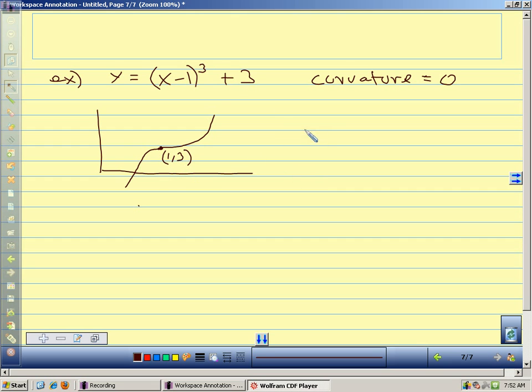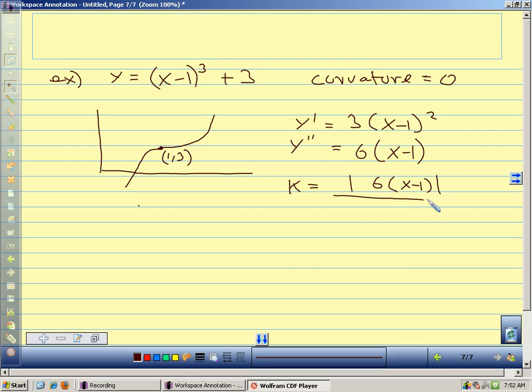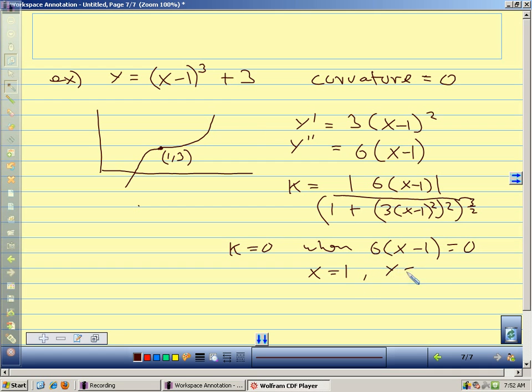So let's verify that. We'll take y prime equals 3 times x minus 1 squared. y double prime is 6 times x minus 1. Plug it into our formula for curvature. Our curvature is the absolute value of 6 times x minus 1 over 1 plus 3 times x minus 1 squared, squared, and we'll raise this whole thing to the 3/2 power. And our curvature is going to be 0 when the numerator is 0, or at x equals 1, and at x equals 1, y equals 3. So we verified analytically that what we thought about our curvature is correct.